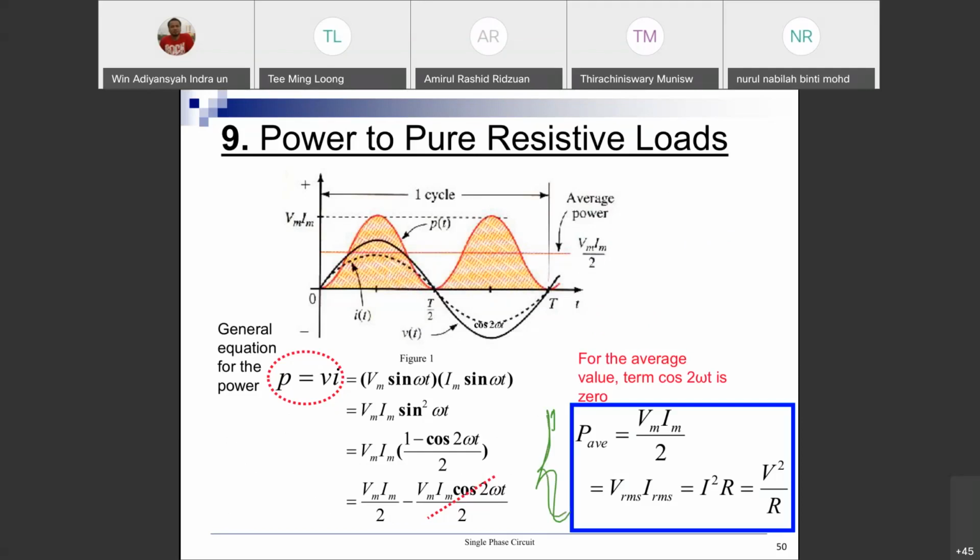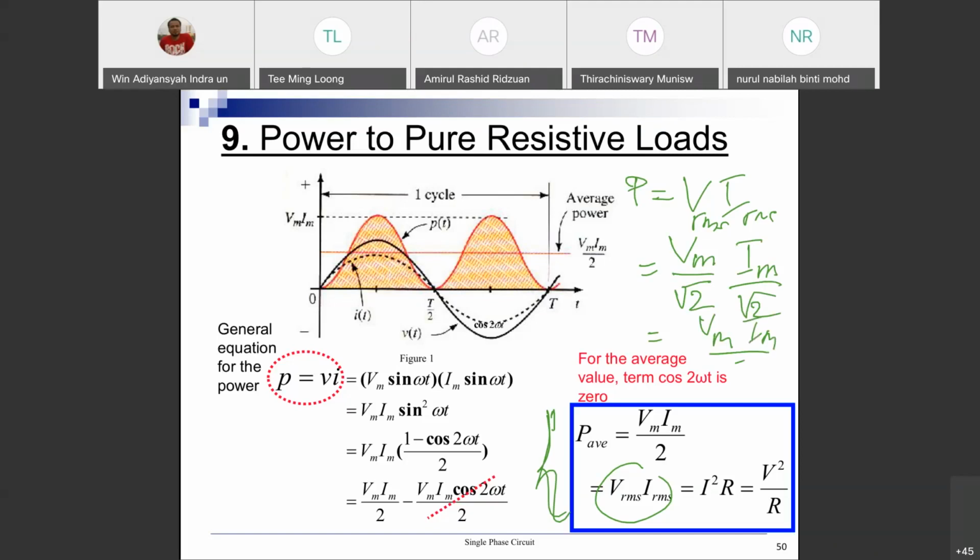This is the formula, resistor only. So basically start from V times I, right? This is RMS, correct? If you want to put V max, VRMS equal to V max over square root 2, right? And then I RMS equal to I max over square root 2, right? So equal to V max times I max over 2. This is where the formula comes from.